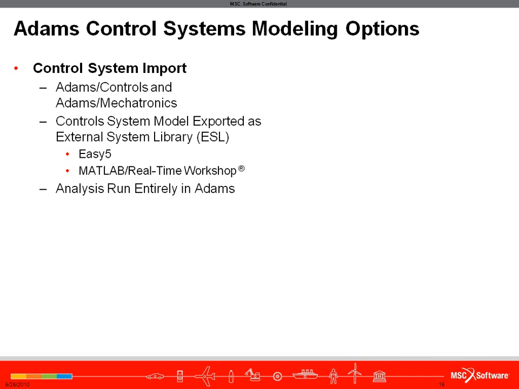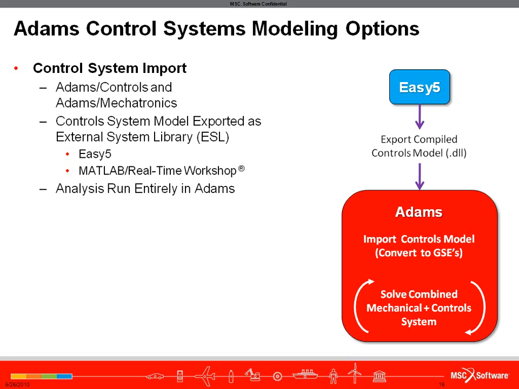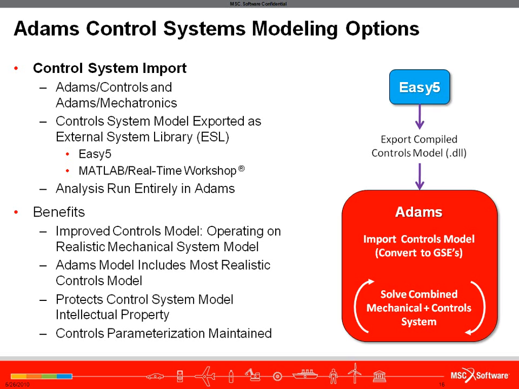But here, Atoms solves the combined mechanical system and control system equations by importing an external system library, which can be generated by either MATLAB's Real-Time Workshop or EZ5. The external system library, or ESL, is used in Atoms, which automatically creates general state equation entities in Atoms. Here's a diagram of how that process looks. This method shares with the co-simulation method the overall benefit of a more accurate system model by virtue of the system-level approach and improved mechanical and controls designs.